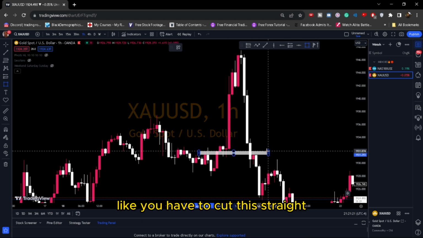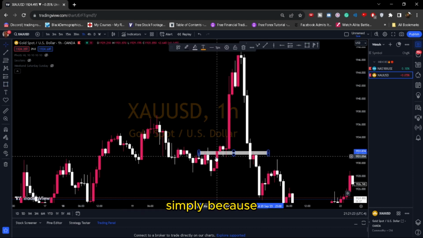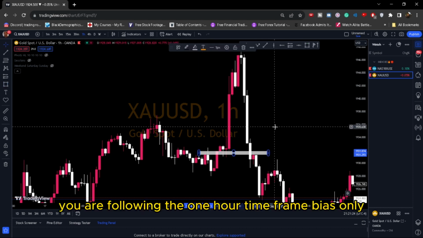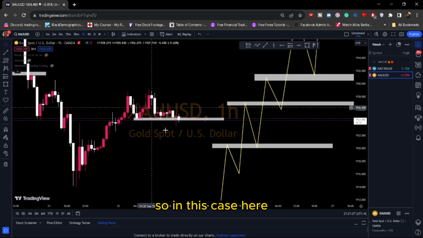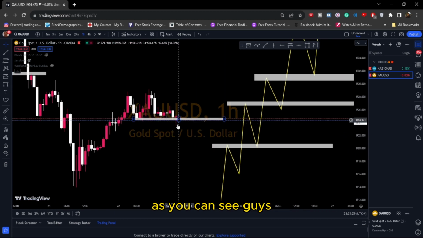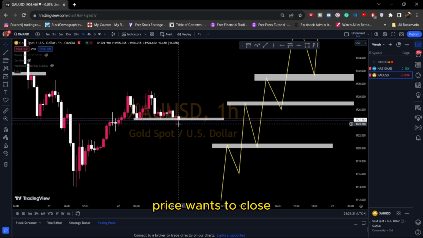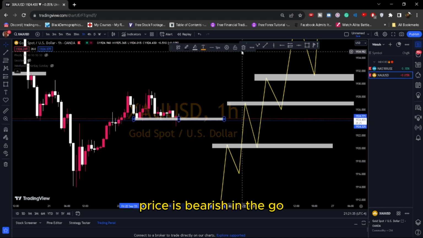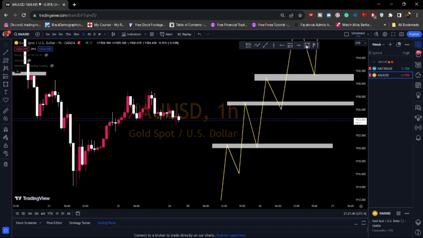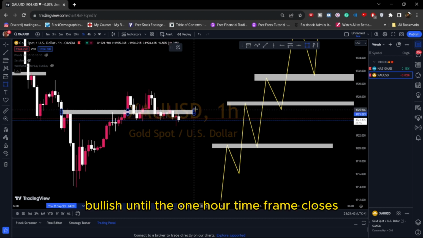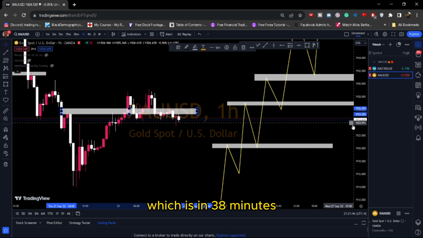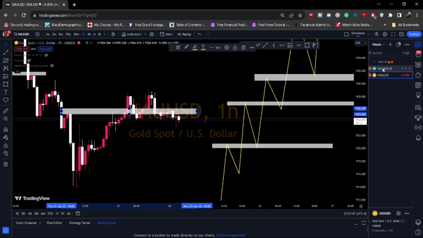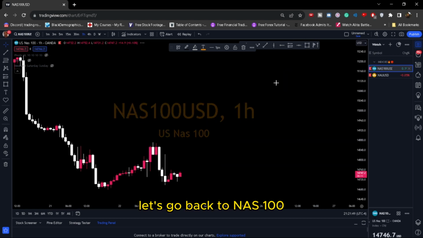If you were following it, you would have still caught this trade, simply because you are following the 1 hour time frame bias only. So in this case, all we're doing is now reacting. As you can see, guys, price wants to close. If it does close, then we can say that price is bearish in the 1 hour time frame with gold. But as of right now, it is still bullish until the 1 hour time frame closes, which is in 38 minutes. With that being said, let's go over to NAS 100.